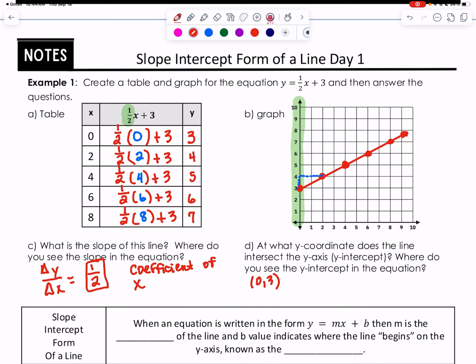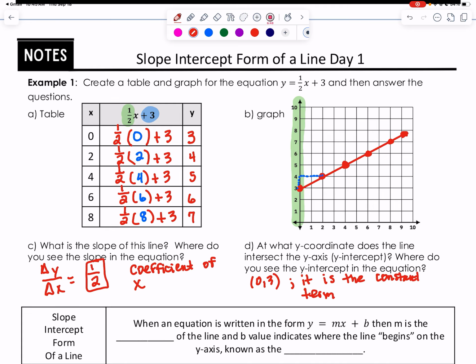Now, looking back at your equation, where do you see the y-intercept inside the equation? And notice we see it out here to the side. It's the value without an x. It's the value without a variable. And the way we say that mathematically is it is the constant term. That's a fancy way of saying it doesn't have a variable. It is the constant term.